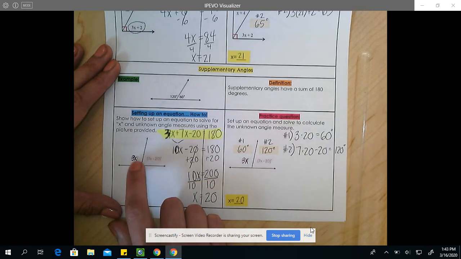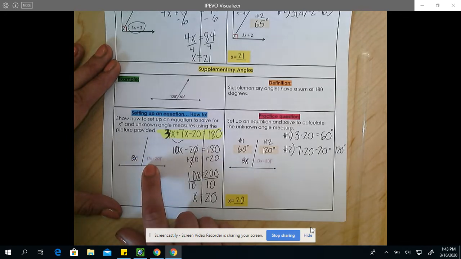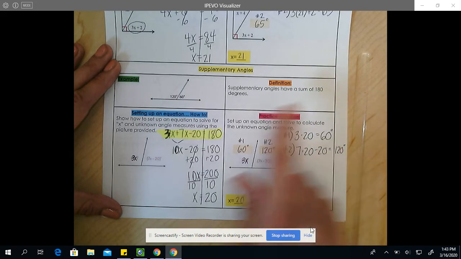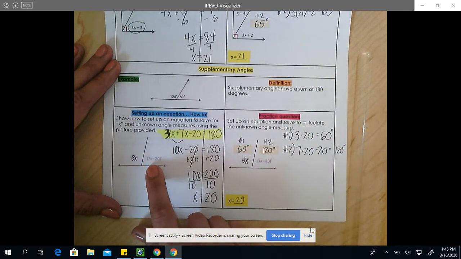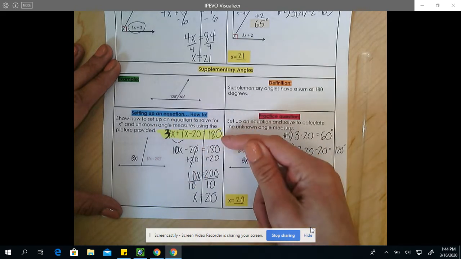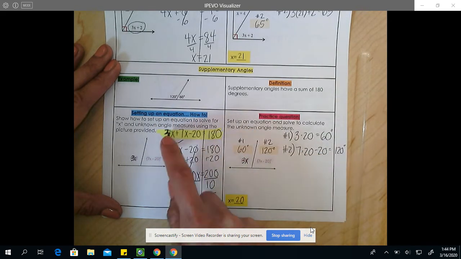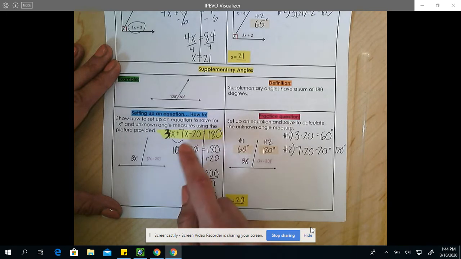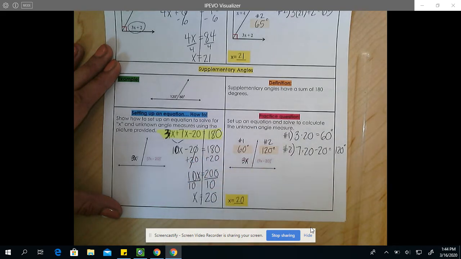In this picture, notice that this says 3x. Okay, we have 3x is one angle measure, 7x minus 20 is the other angle measure. The sum of these two angles is 180 degrees, so 3x plus 7x minus 20 equals 180. This is my equation. Everything else is prior knowledge that we learned this year. 3x plus 7x is 10x. We still have minus 20. Therefore, 10x minus 20 equals 180. Add 20 to both sides, divide by 10 on both sides, x equals 20.